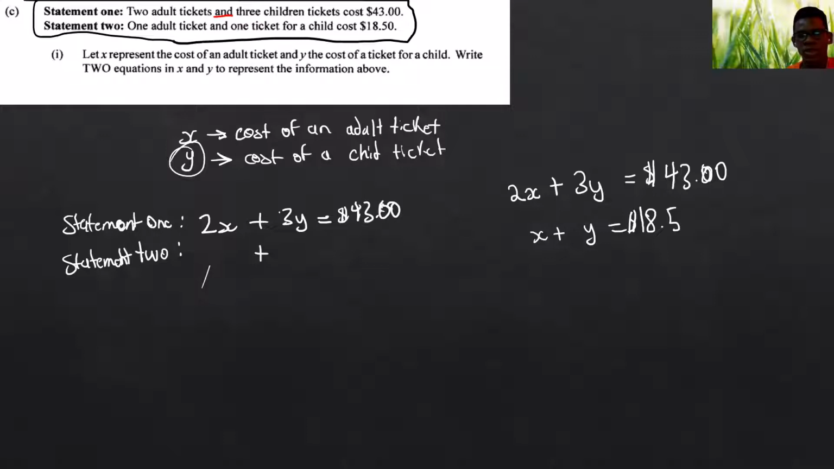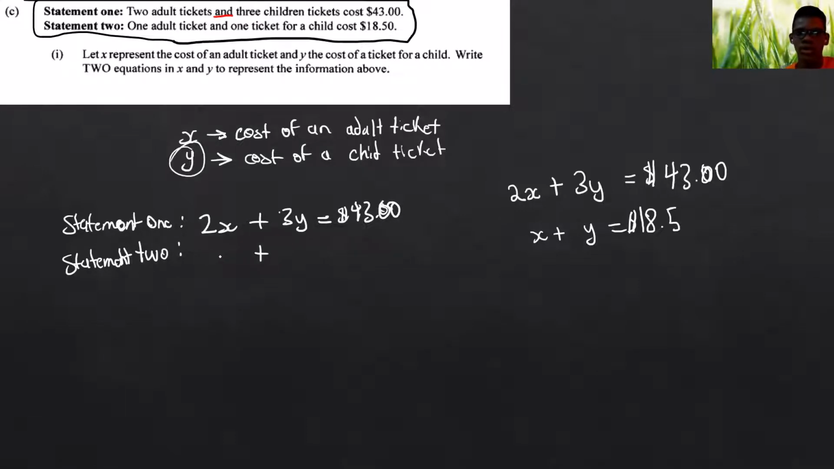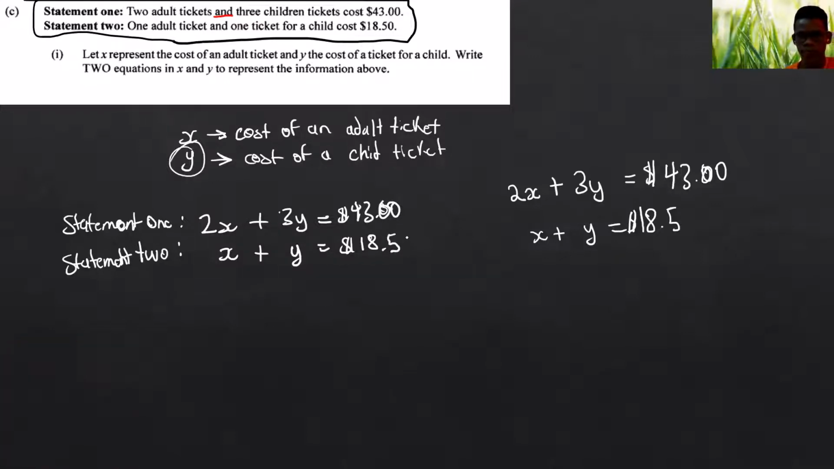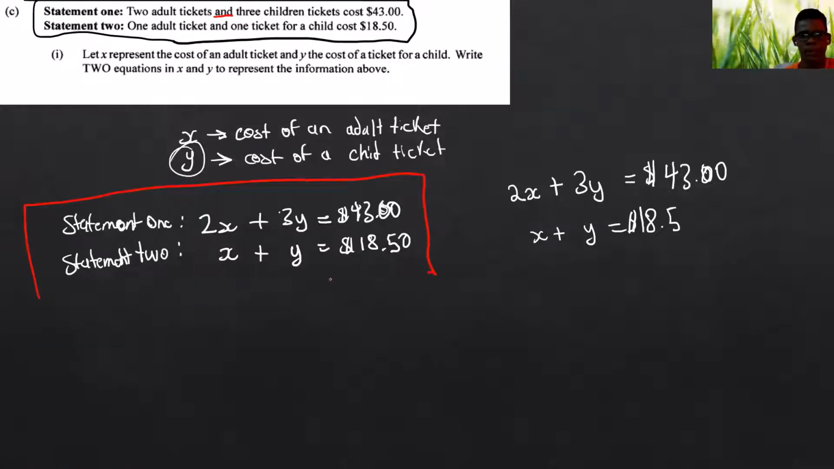And once you get the first one, the second is the same. You use the same strategy to get the second one. 1 adult ticket, which is 1X or X, and 1 ticket for a child or child ticket is equal to, or cost, $18. X plus Y equals $18, not $80.5. I put in a colon. This is where we got our marks from, the box with the answer.